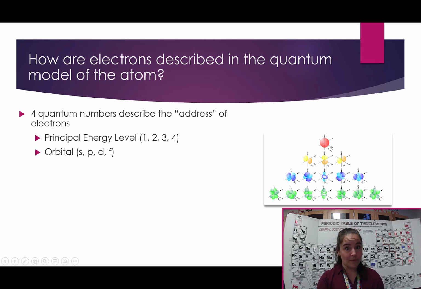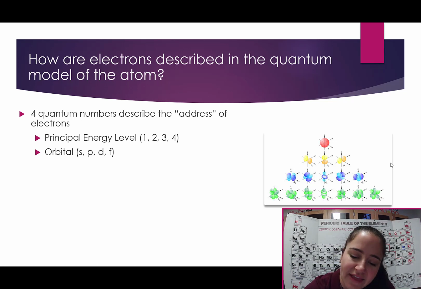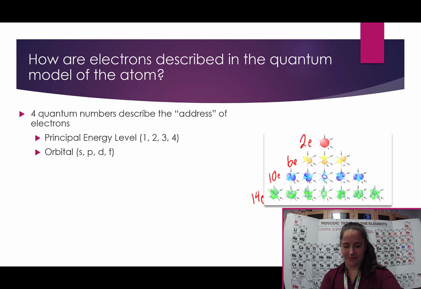Each of these orbitals can fit 2 electrons. There's only one s orbital, so s orbitals can only fit 2 electrons. But there are 3 p orbitals, one oriented along the x-axis, one along the y, and one along the z, meaning that p orbitals can fit 2, 4, 6 total electrons. d orbitals 10, f orbitals 14. So we should write that in: 2 electrons max, 6 electrons max, 10 electrons max, and 14 electrons max in our f orbitals.